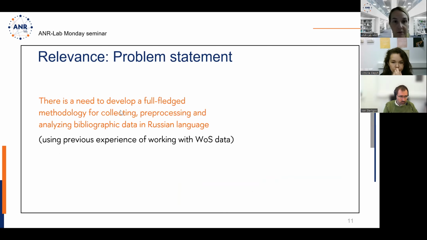So that's why we formulate our aim as a need. We need to develop a full-fledged methodology which would allow us to collect, pre-process, and analyze bibliographic data in Russian language. And of course, we would like to use our previous experience of working with this Web of Science data.